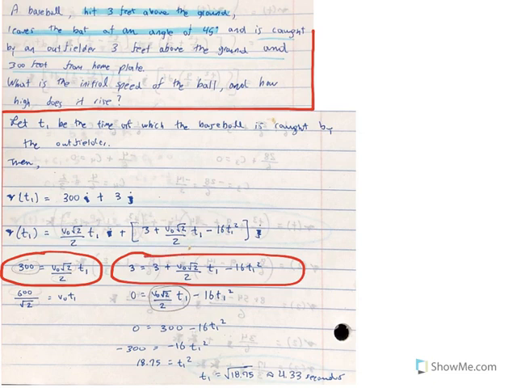You can see that I have a system of two equations and two unknowns. The two unknowns are the time at which the outfielder catches the ball, represented by t sub 1, and of course what I really want, which is the initial speed at which the ball is hit. And I need that to complete my model. So how would I solve this system of two equations in two unknowns? By using the substitution method.